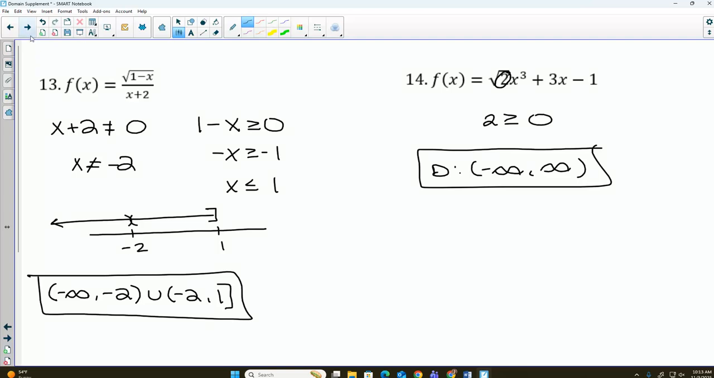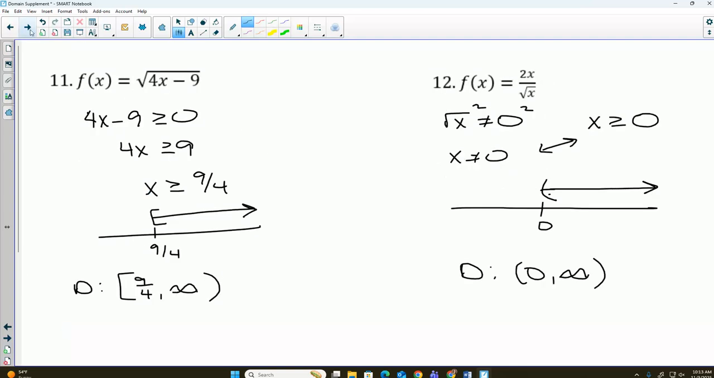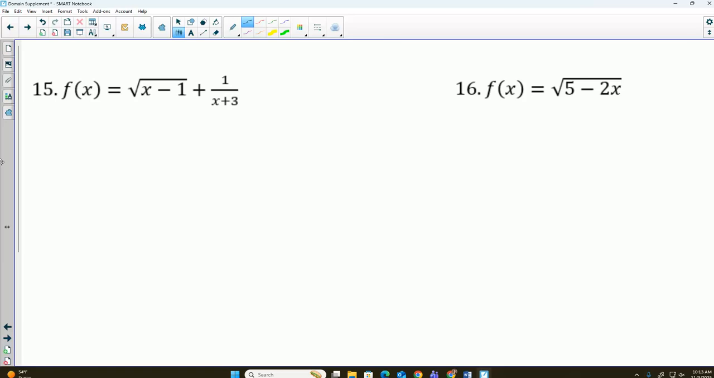Two more. Let's see if you guys can talk to me. I know, it's terrible. Terrible.